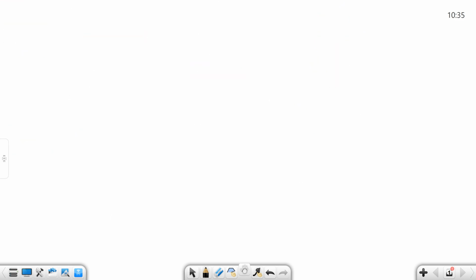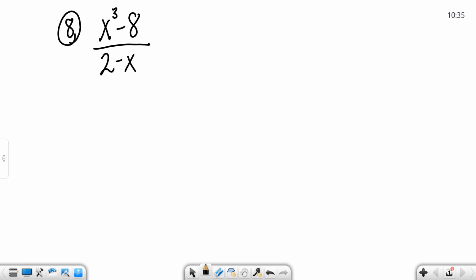Okay, let's try one more. All right, so factor the numerator and the denominator if possible. Well, our denominator will not factor. My numerator will. That is a difference of cubes. So I use my little rule about difference of cubes. You may have to pull that rule out to look at it.